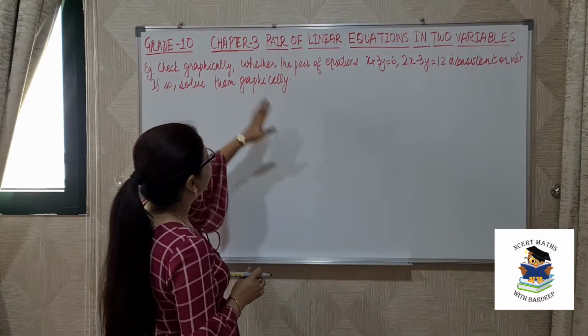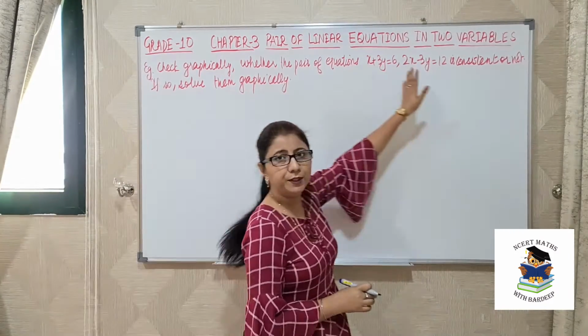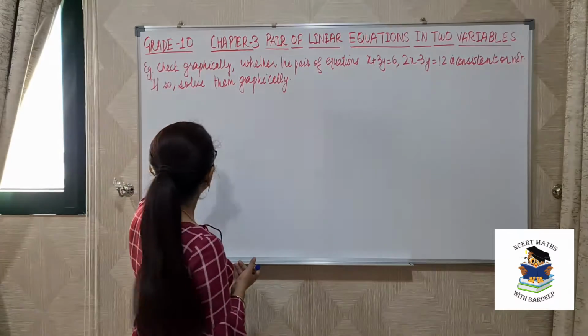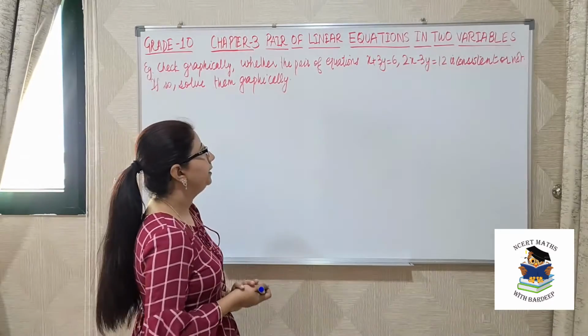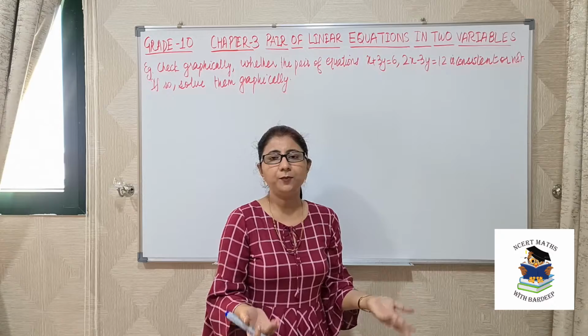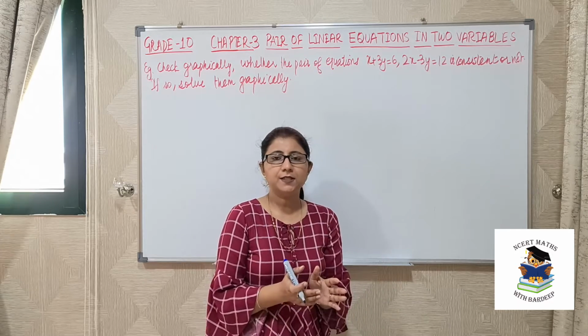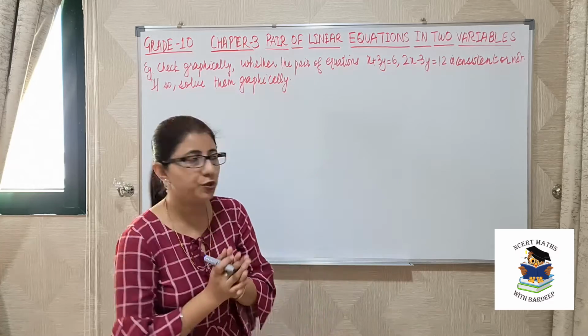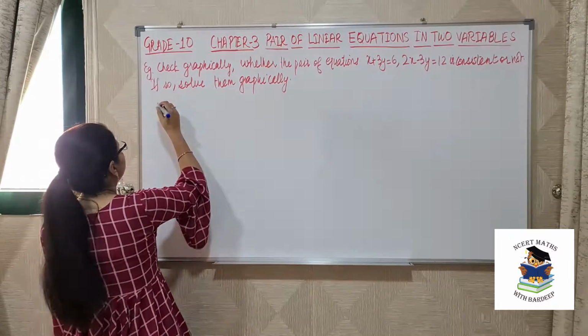Check graphically whether the pair of equations given to us is consistent or not. If so, solve them graphically. That means first we should check whether it is a consistent pair or not. If it is consistent, only then you should draw a graph to find the solution of this pair. So let's write the equations.